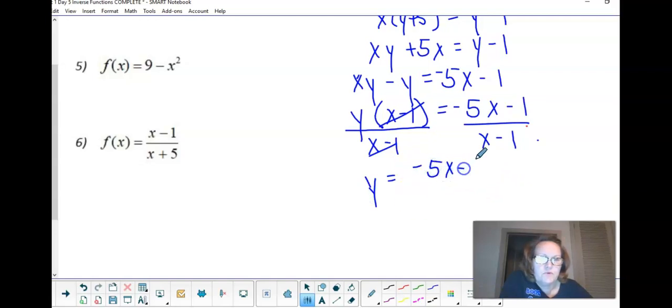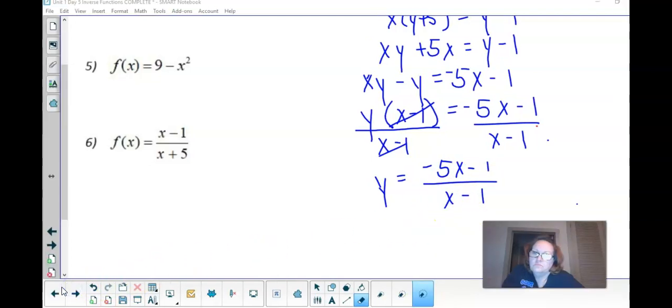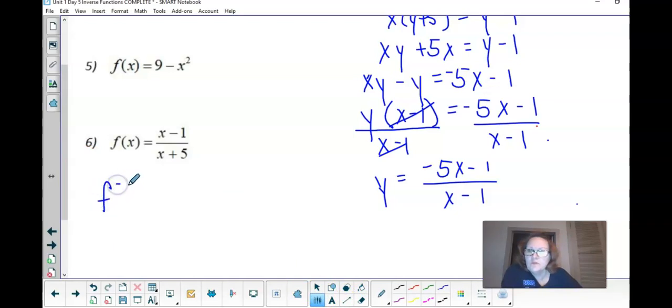Let's just rewrite this first. So as long as I get y by itself, I'm done. I don't have to do anything else to this. Like, it looks like, oh, I need to divide by x minus 1. I really don't. I've got y by itself. So that means that the inverse of this function is negative 5x minus 1 over x minus 1.